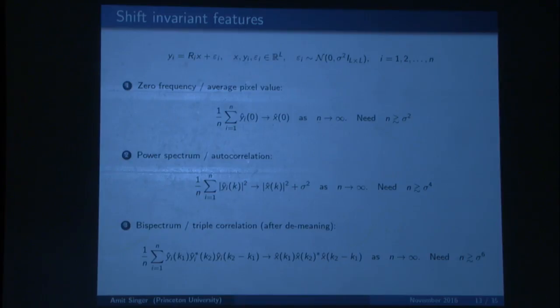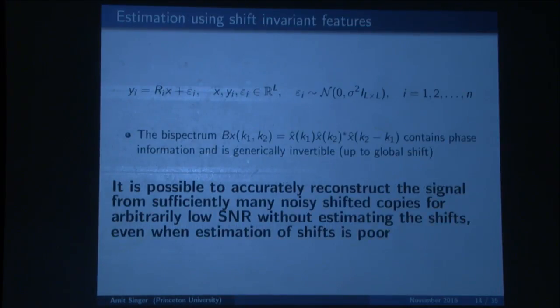Now, why I stopped here and did not go further is that for generic signals, if, say, the power spectrum does not vanish, then we can invert the bispectrum. Unlike the power spectrum, which is not invertible because we're missing the phase information, the bispectrum preserves the phase information. Once we estimate the bispectrum, we can invert it and get the original signal up to a global shift. So the message here is that if you give me enough signals, that is n greater than sigma to the 6, or 1 over SNR cubed, then I can estimate the underlying signal.